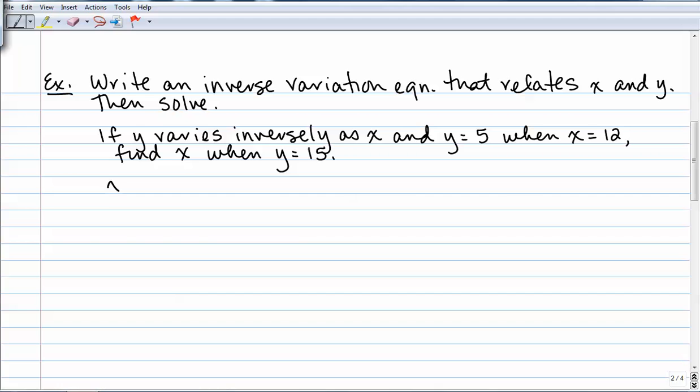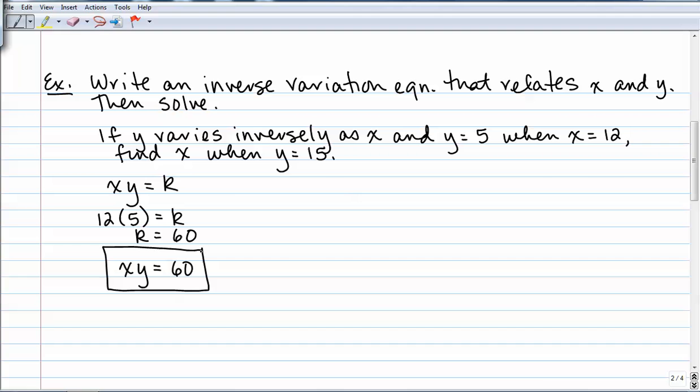So let's start with our basic inverse variation equation, xy equals k, and let's plug in 5 for y and 12 for x. So 12 times 5 equals k, or k is equal to 60. So my inverse variation equation is xy equals 60, which I discovered to be k. So that's the first part of your answer. That is the inverse variation equation.